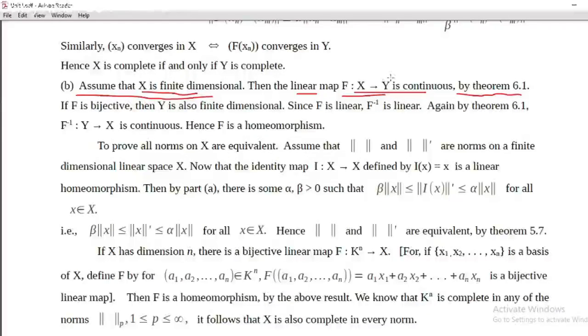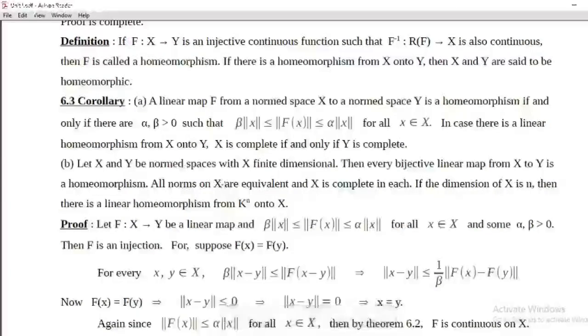വളരെ പെട്ടെന്ന് ഇവിടെ f continuous ആണ്, linear map f continuous ആണ് എന്ന് മനസ്സിലായി. Then ഇനിയും ഈ ഹോമിയോമോർഫിസത്തിന് എന്തൊക്കെയാണ് നമുക്ക് ആവശ്യമായിട്ടുള്ളത്? By the assumption we have the map f from X to Y is a bijective linear map.